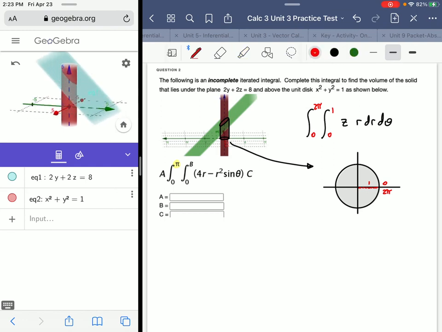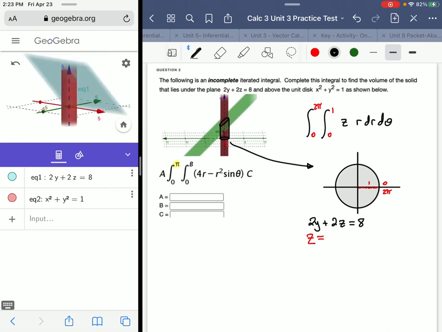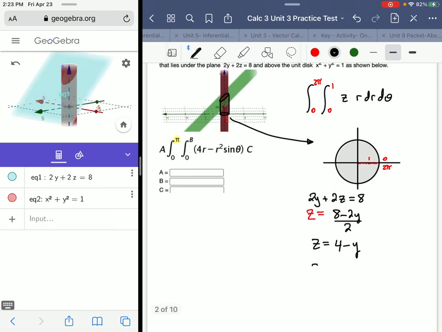Well, let's take a look at z. Z would be equal to, well, originally it was 2y plus 2z is equal to 8. So z would be, you're going to subtract the 2y, so 8 minus 2y, and then we're going to divide by the 2. So z is really the same as saying 4 minus y. Now, if I want it in cylindrical coordinates, I would replace the y with r sine of theta.